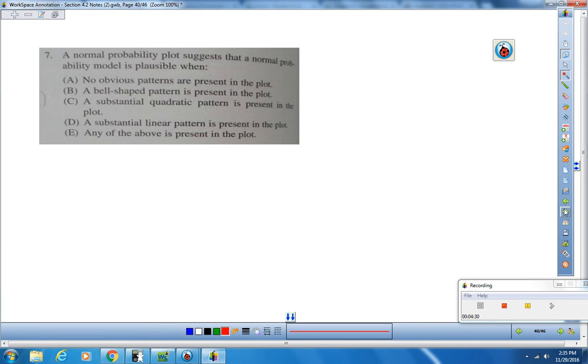Number 7, a normal probability plot suggests that a normal probability model is plausible when we have a strong linear pattern. So a substantial linear pattern is present in the plot. Then that means that our data comes from a normal distribution, or we assume it comes from a normal distribution.